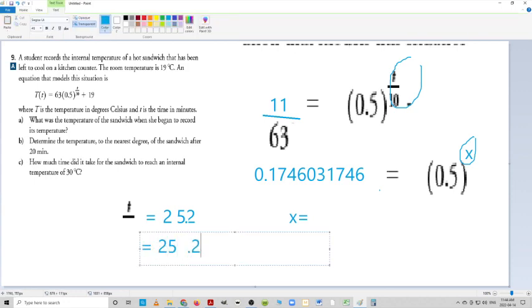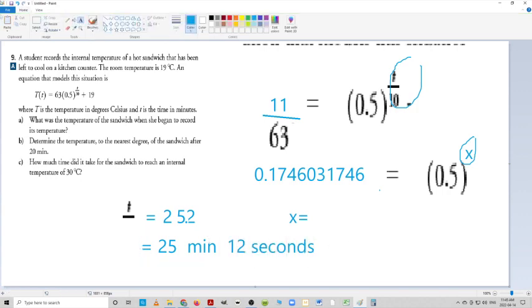And what's 0.2 of 60 minutes? Well, it's 12. 25 minutes, and 0.2 of 60 seconds is 12 seconds. So that's roughly the time it takes to reach that temperature. To do this algebraically properly next year, we're going to take this situation right here.